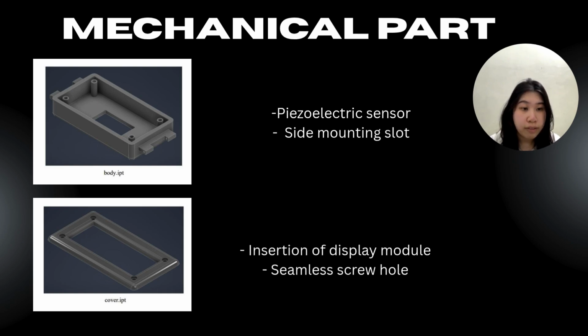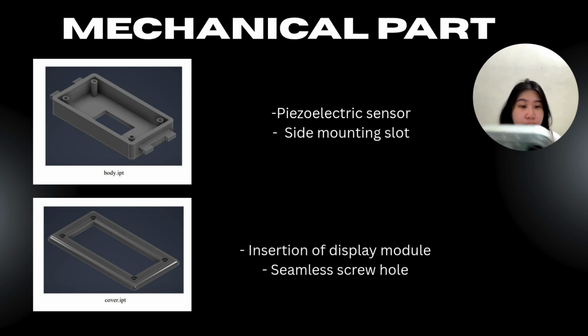For the cover part, it has a slot for the display screen. The screen part is designed as a transparent protective cover screen to protect the display screen from dust and external damages. And the cover part also has a seamless screw hole, and when the screw is inserted to connect the body and cover part, the screw will not be exposed to the outside or hurt the user.